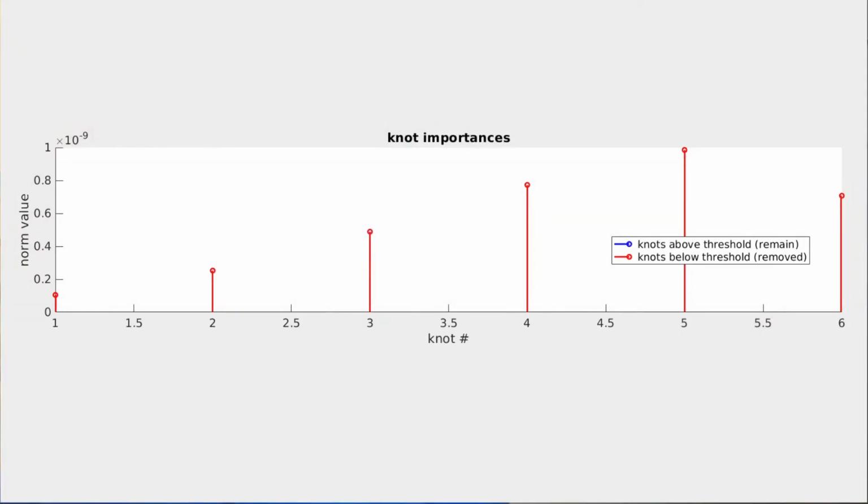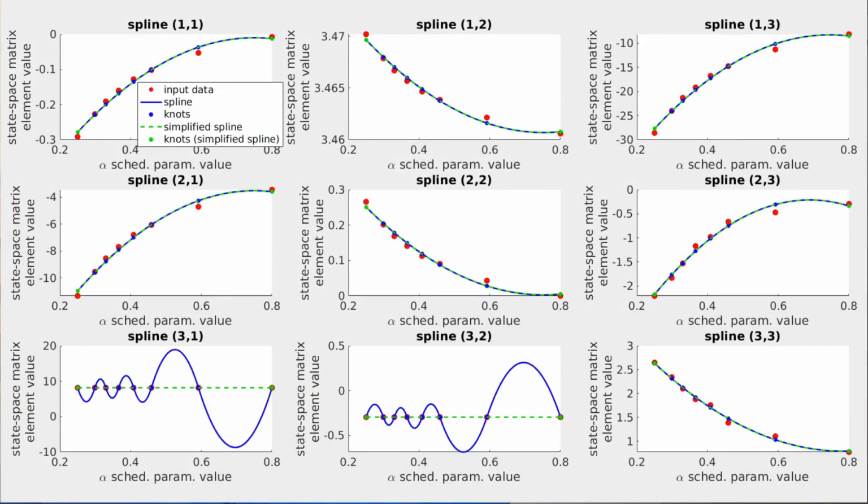So you can see the knot importances on the slide from the second knot to the last but one. In this case, all the knots, except for the first and the last one, can be removed because their importance turns out to be lower than the default threshold. Now let's take a look at the resulting splines. Each graph corresponds to one element of the P matrix combined from the state space matrices.